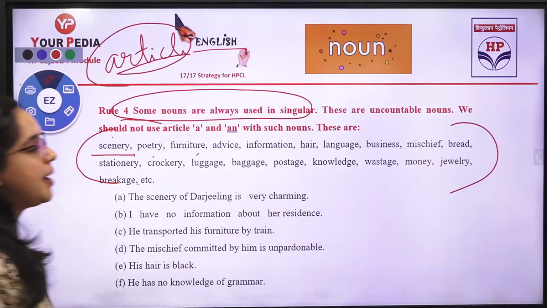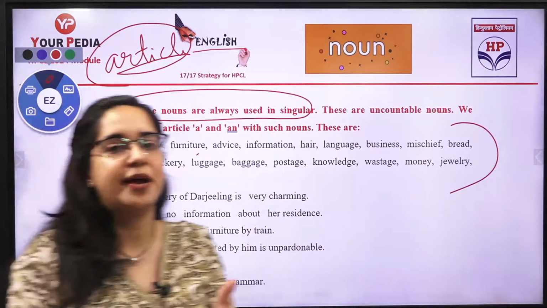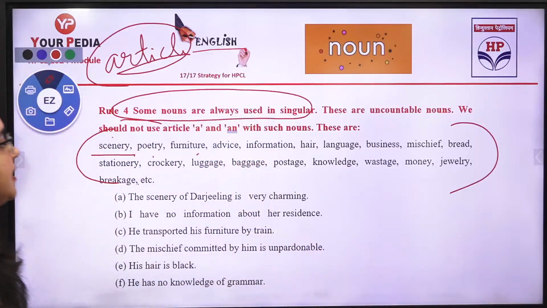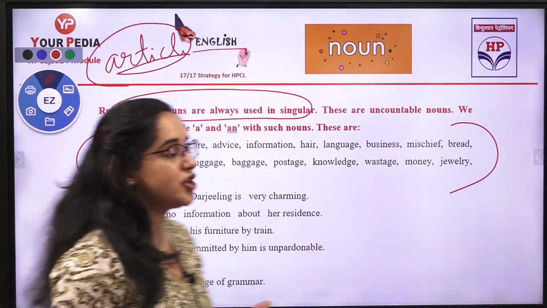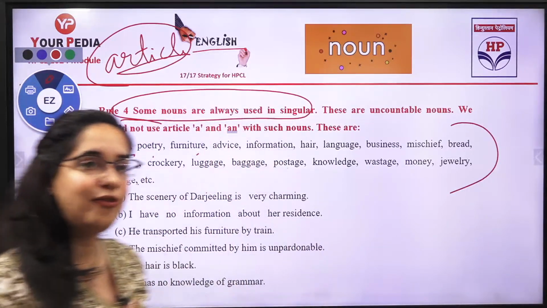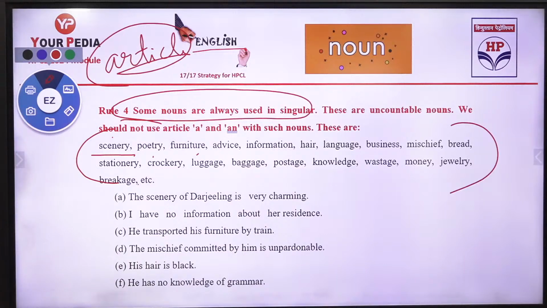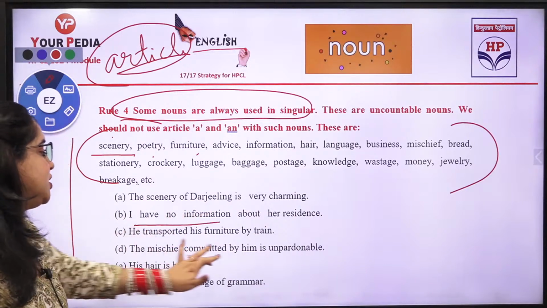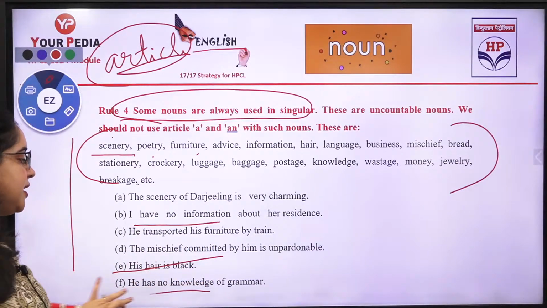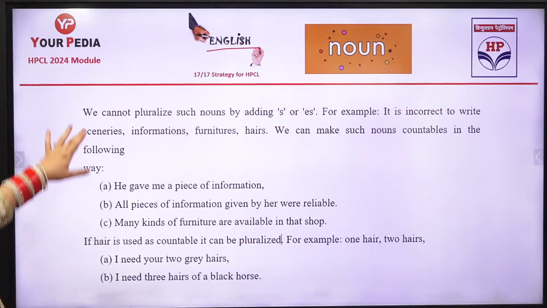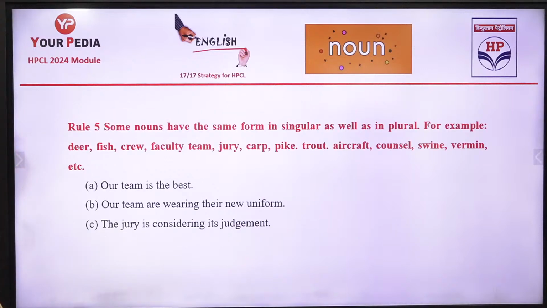It is like please mind your own business. We don't say please mind your own businesses. तो ये words नहीं exist करते हैं, right? तो that is I know multiple language. I don't say I know multiple languages. That's a wrong word. Informally हम बोलते हैं. इनके साथ a and कुछ भी word नहीं लगता है. I have no information. His hair is black. He has no knowledge of grammar. So this is your rule number 4. Rule number 5 is some nouns have the same form in singular as well as plural.